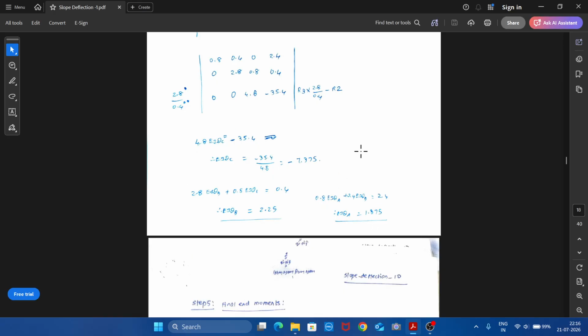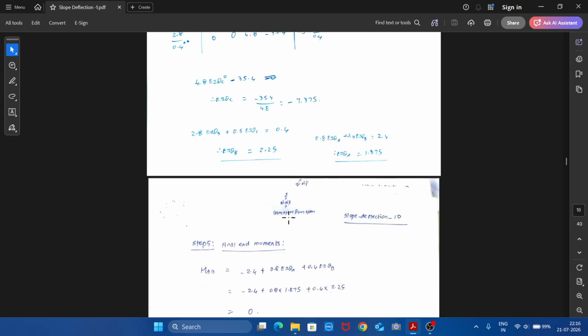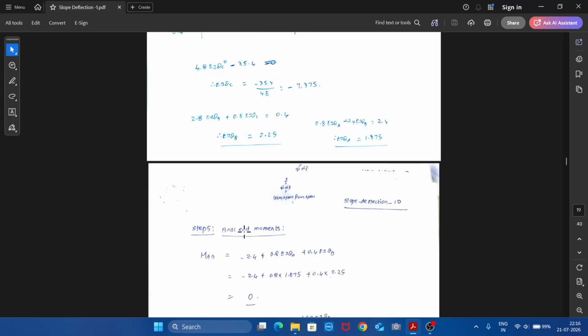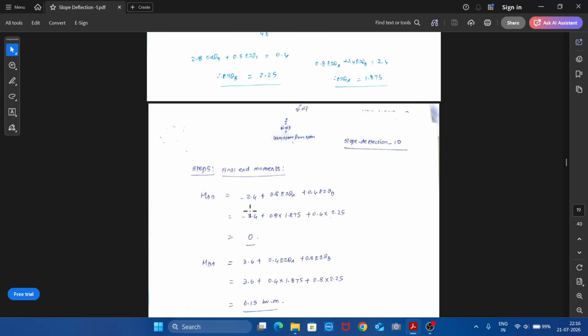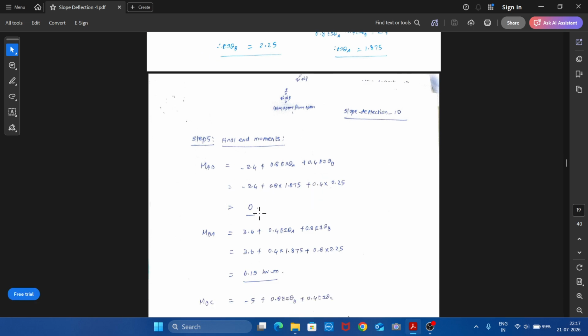Once we get the values of the unknown rotations, they can be substituted back in the slope deflection equations to get the final end moments. Accordingly, MAB equal to minus 2.4 plus 0.8 EI theta A plus 0.4 EI theta B. Getting the value, it is roughly equal to 0. We should naturally get 0 because A is a freely supported end.